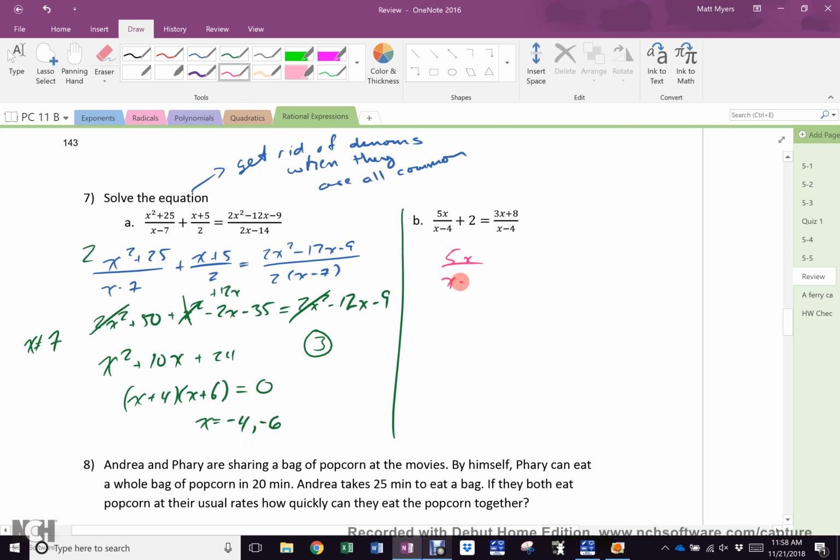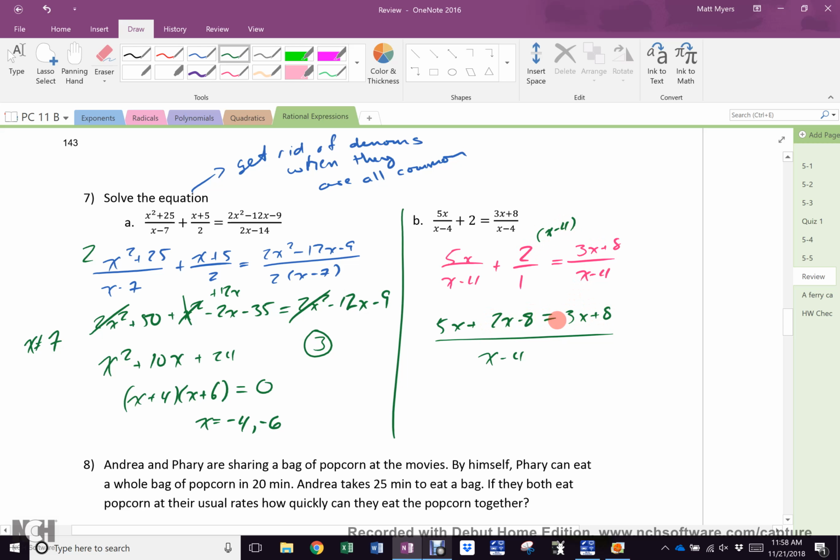5x over x minus 4 plus 2 over 1 equals 3x plus 8 over x minus 4. Why did I put 2 over 1? Because everything's over 1, and you need to remember that that denominator needs to change too. What's my common denominator? x minus 4. Does that guy need anything? No. 5x plus. Does that guy need something? Yes. x minus 4, which is 2x minus 8. Does that guy need anything? No. Equals 3x plus 8.